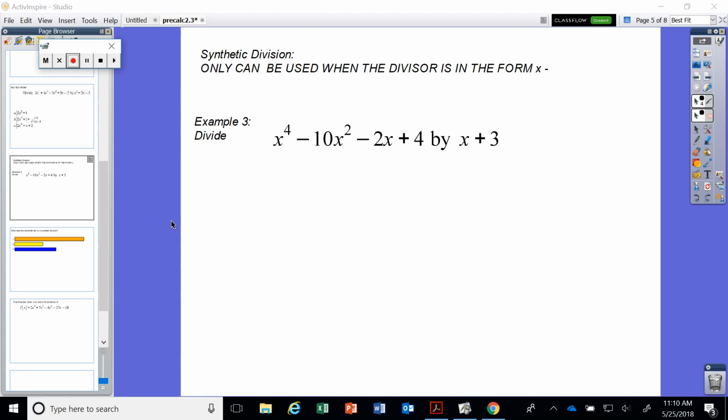Remember guys, specifically, synthetic division can only be used when the divisor, the polynomial that you are dividing into a function, is of the form x minus k. Alright, x minus k.